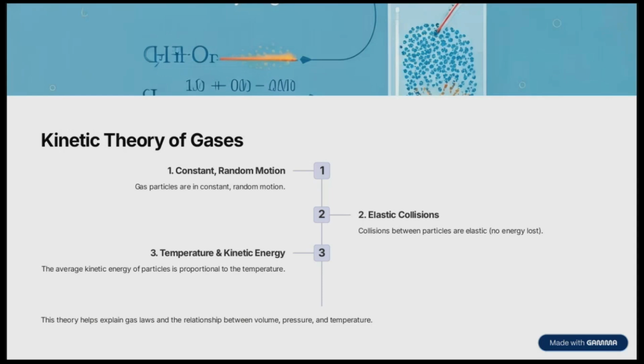The third assumption states that the average kinetic energy of particles is directly proportional to the temperature. So the third theory proposes that kinetic energy is directly proportional to temperature. All these assumptions put together are what we call the kinetic theory of gases. The theory helps to explain how the behavior of gases changes with changing pressure and changing temperature.